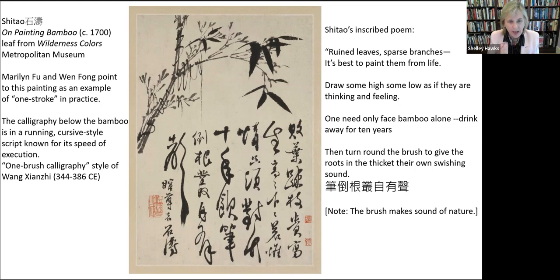It's identified with an ancient calligrapher named Wang Xianzhi, called the one brush calligraphy style. So again, even the calligraphy style gives a sense of something kind of fluid and flowing and spontaneous. So here is the poem that Shitao inscribed on this painting. "Ruined leaves, sparse branches. It's best to paint them from life.